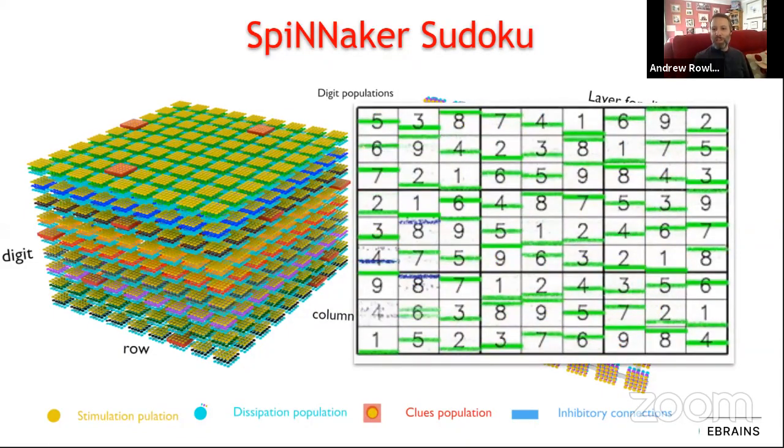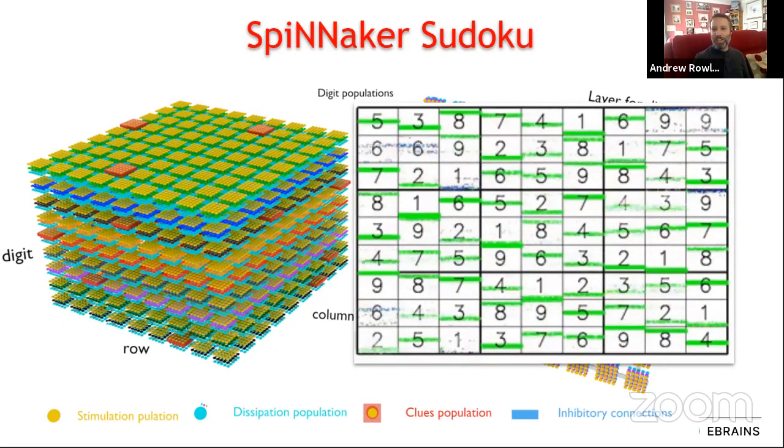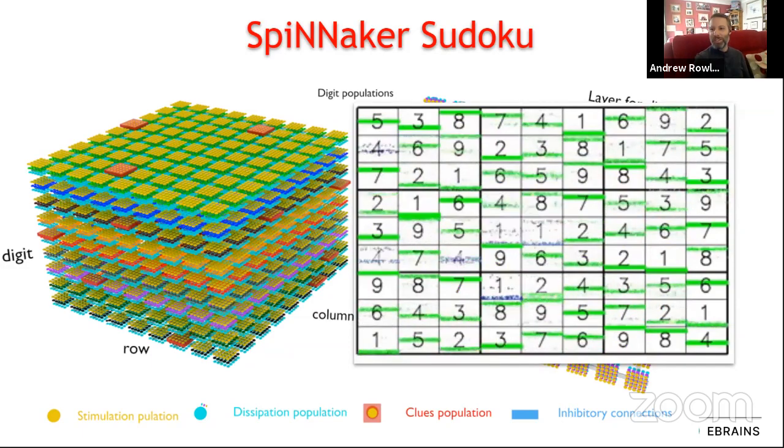Now the network doesn't actually know when it solved the Sudoku problem. So sometimes it will solve it and then start again. You can see here an example of the network being run. I'm not sure how well the video comes over, but you can see it's trying to decide which numbers to put in each slot and then coming up with a solution.